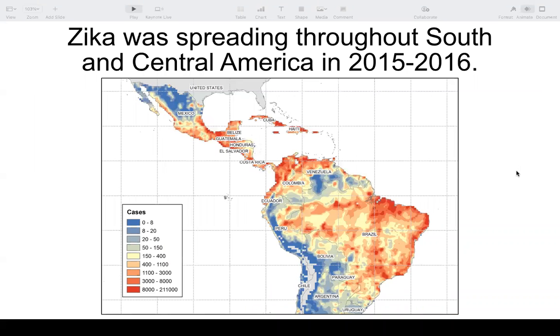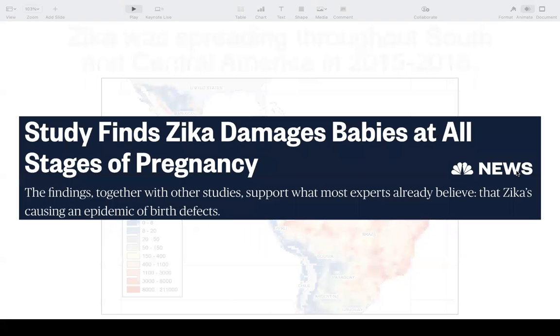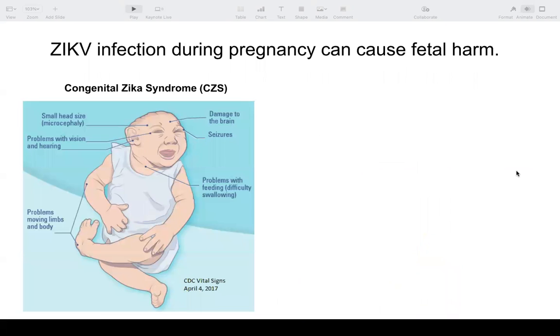However, Zika wasn't only spreading in Brazil. Zika was spreading throughout South and Central America, and many people were becoming infected. It wasn't until the tail end of the outbreak that Zika infection during pregnancy was officially linked to adverse birth outcomes. Zika infection during pregnancy can cause a wide range of fetal harm.